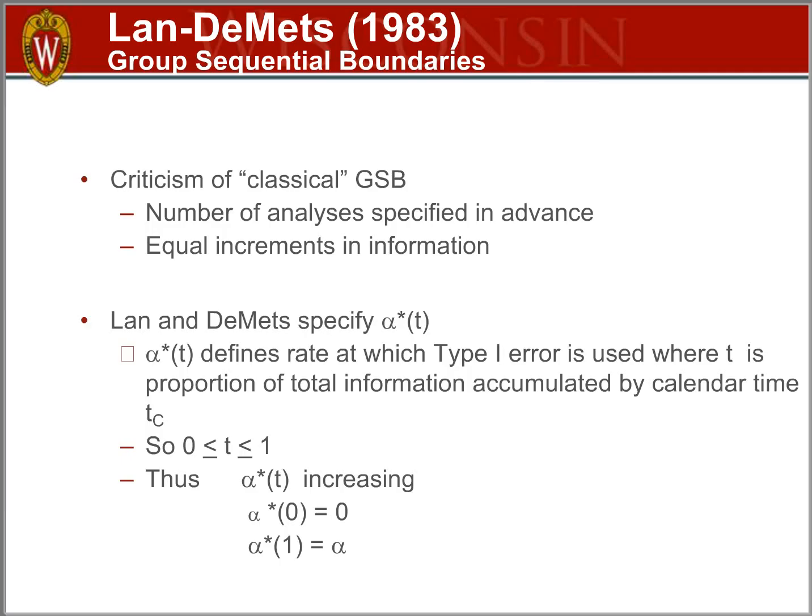We did that by specifying what we call a spending function, an alpha star of t, which defines the rate at which the type 1 error is used over the course of the trial. t is proportional to the information, the number of patients, the number of events that you've observed so far. So you might think that t, the information fraction, goes from 0 to 1. At alpha star of 0, you've spent no type 1 error, you haven't done anything. And at the end of the trial, alpha star of 1, when the trial is over, you have used up all the alpha, the type 1 error that you've allocated. In between, you're going to use up some of it.